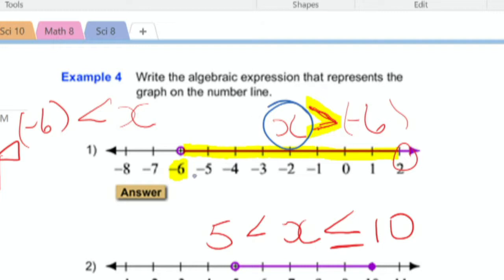And in this case, the -6 is the smallest it's ever going to be. X is always going to be bigger than that, so it's going to be eating that. Does that make sense? Yeah?